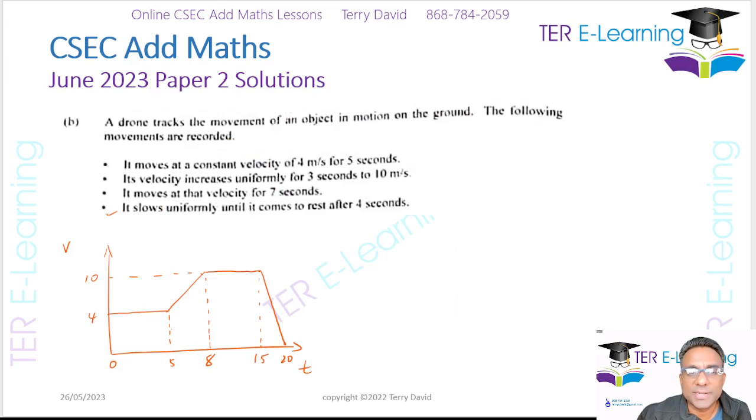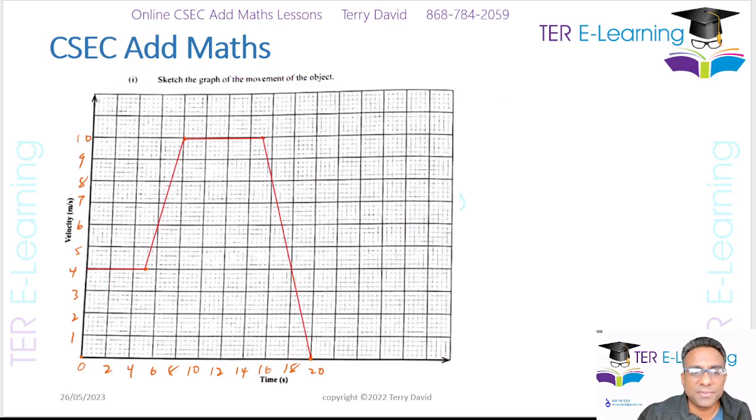All right, let me double check the times and make sure those times are correct. So it's 5, then 8, then 15, and then 20. Okay, so this is what my velocity time graph is going to look like.